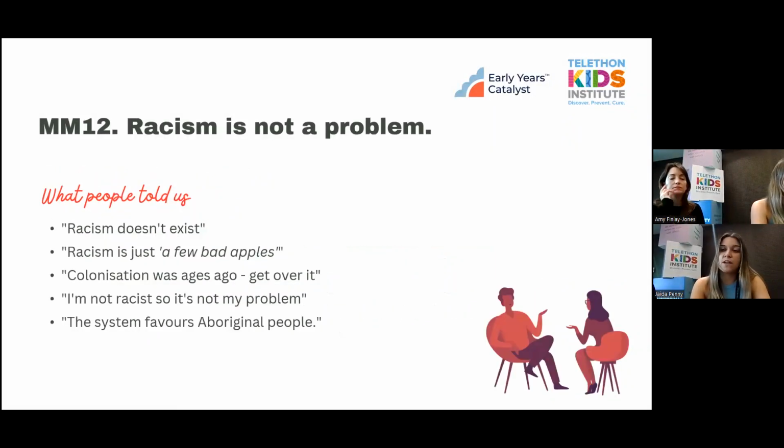The next mental model, racism is not a problem, encompasses both denying racism exists as a societal issue, as well as denying personal responsibility for racism and its effects. These aren't mutually exclusive. Someone might appreciate that racism does exist, but they may still deny any sort of personal responsibility for it. And therefore, this mental model also includes: racism is not my problem. So what people told us were that racism doesn't exist. Racism is just a few bad apples. Colonisation was ages ago, get over it. I'm not racist, so it's not my problem, and that the system favours Aboriginal people.